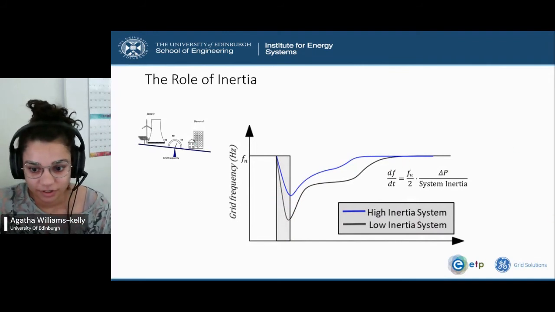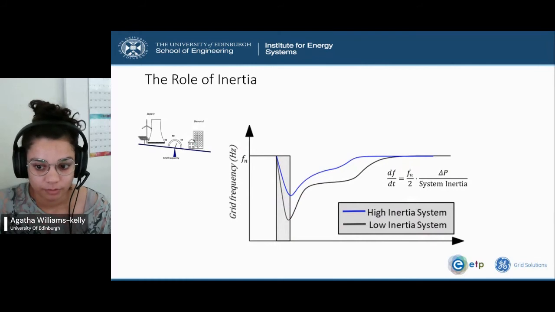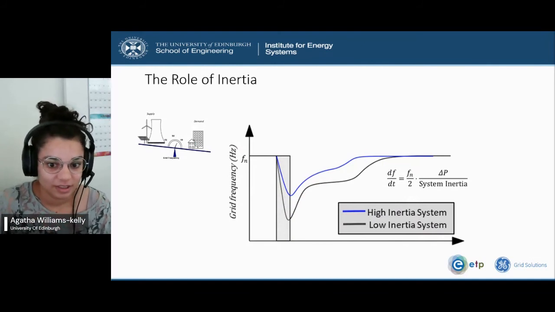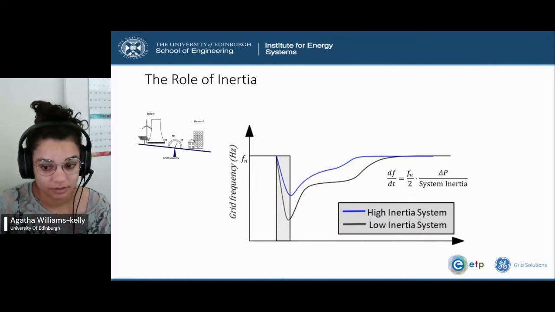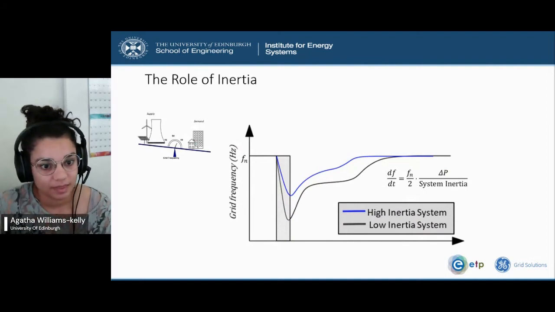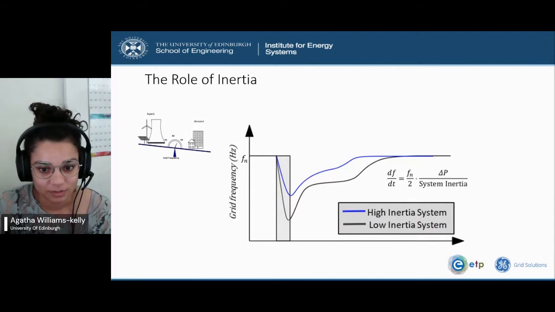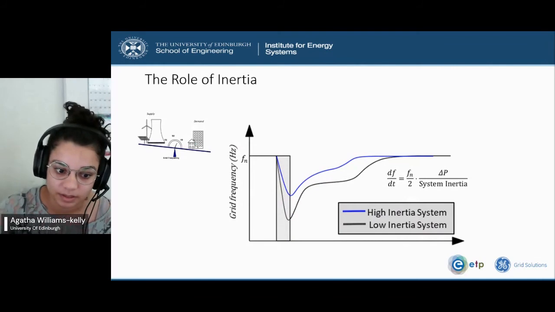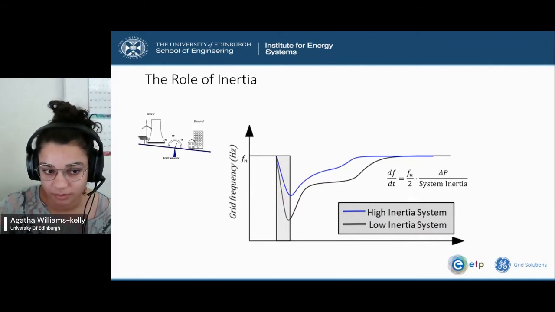However, inertia traditionally came from our coal plants and our gas plants. So as you can imagine, the amount of inertia on the grid has been reducing for a long time now, and we expect it to continue to reduce. So that's where virtual synchronous machines come into it, because we'll need something to replace that. Otherwise, we'll just keep losing stability much more frequently than we are now.